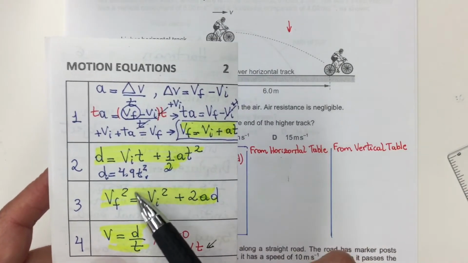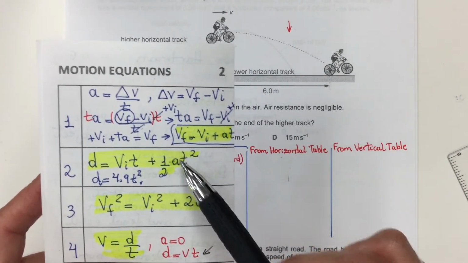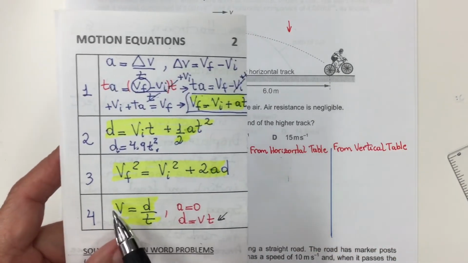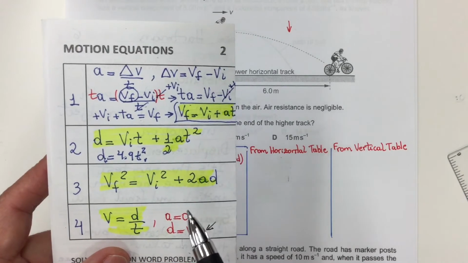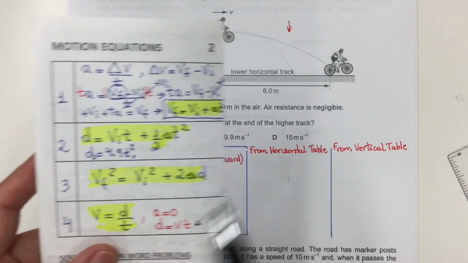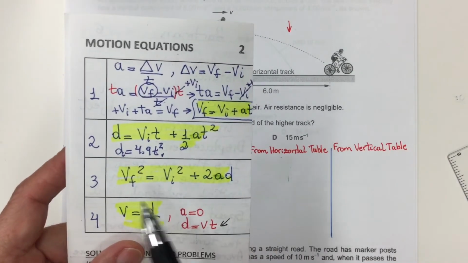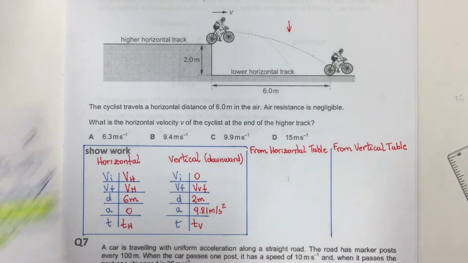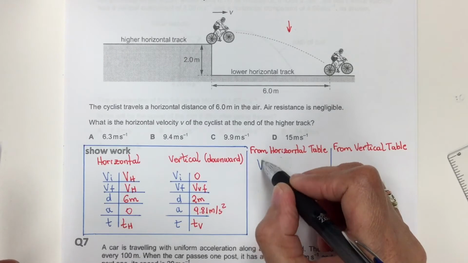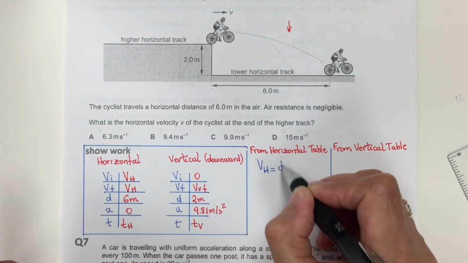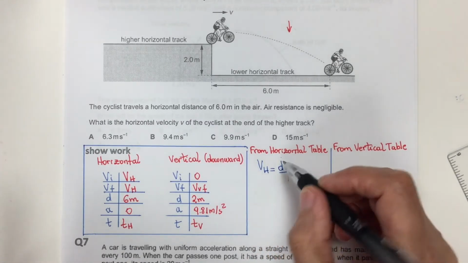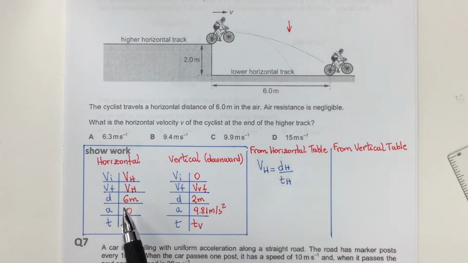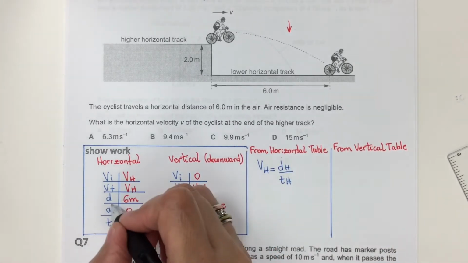Equations 1, 2, and 3 have acceleration, so acceleration is not 0. In equation 4, acceleration is 0. So I'm going to write this equation for the horizontal table because acceleration is 0. Here we have VH equals DH over TH. Perfect. I do have DH, which is this.